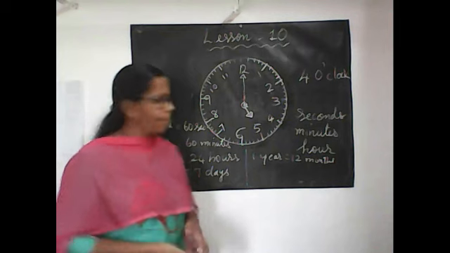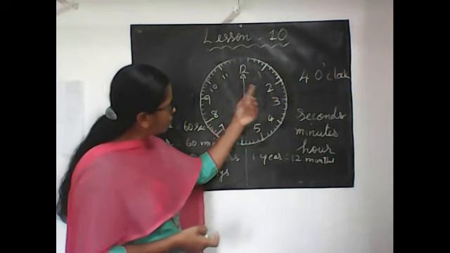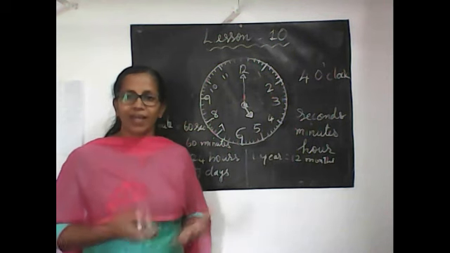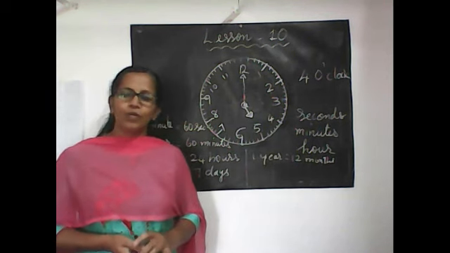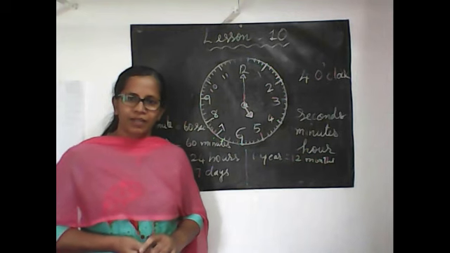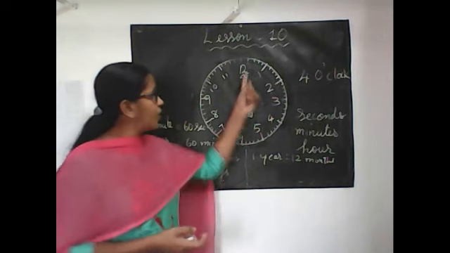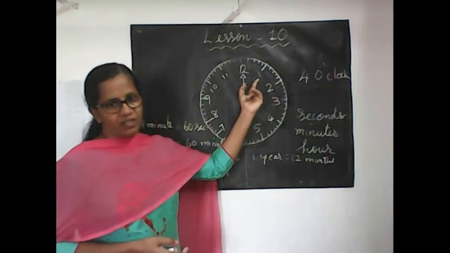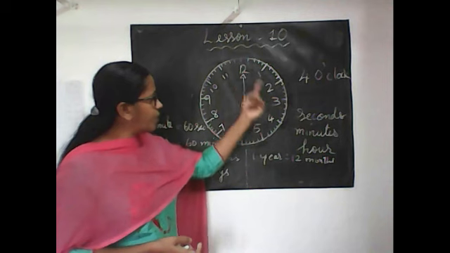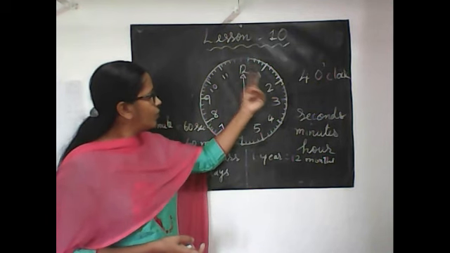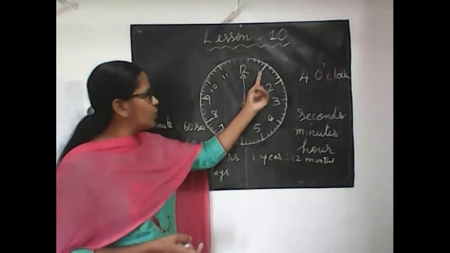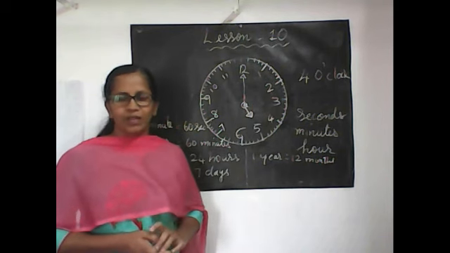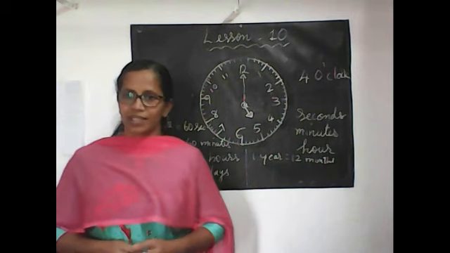We can say that the long hand moves from 12 to another number to make minutes. Then how will you say the time? We already said that when the long hand moves from here to here, it is 5 minutes past. Then from here to here, 5 plus 5, 10. That means from 12 to 1, it is 5 minutes. 1 to 2, again 5. So totally 10 minutes.